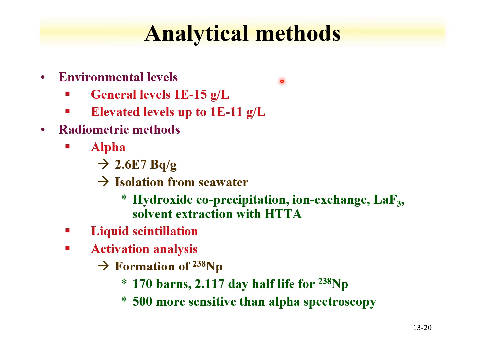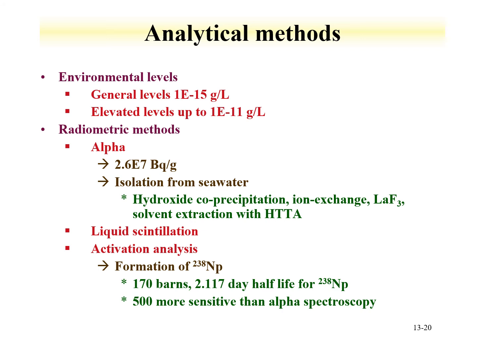Finally, there are some analytical methods that can be used for determining neptunium. The most common you would expect would be radiometric methods. For the alpha, there's 2 times 10 to the 7th becquerel per gram, so this allows a way to detect the neptunium. Isolation of neptunium from seawater can be performed. Usually the material is concentrated with co-precipitation, ion exchange, or solvent extraction. Liquid scintillation has also been used, obviously as an extension of alpha spectroscopy.